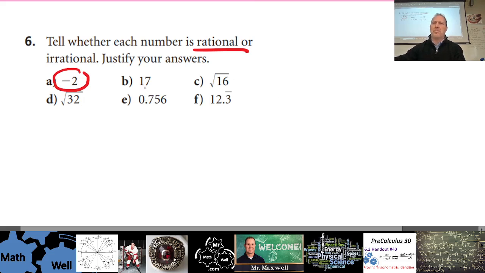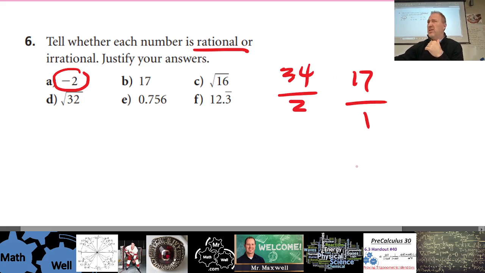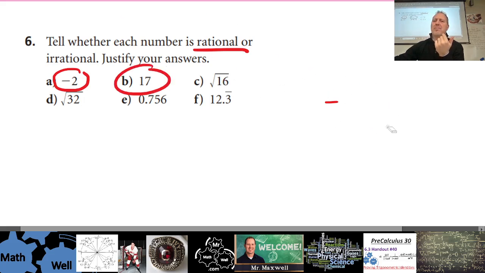Okay, what about 17? Ooh, 17, that's a prime number, it's odd, but is it rational? Can you write this as a ratio of 2 integers? You can. I'm thinking of this one, or I'm thinking of this one. Does that make sense? Yeah. So yes, it's rational, okay? What about root 16? Ooh, square root there. It might be irrational, right? Except that this simplifies to plain old 4, which is rational. So these are all rational, okay?